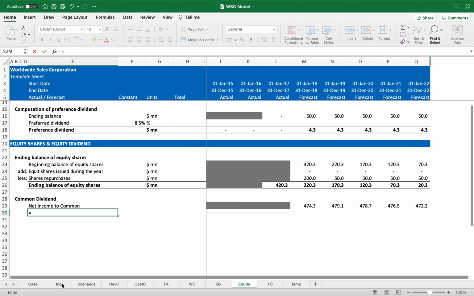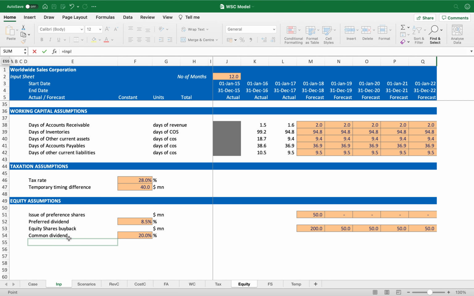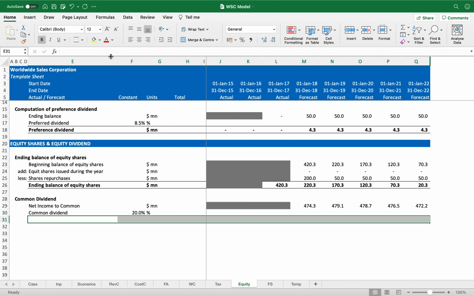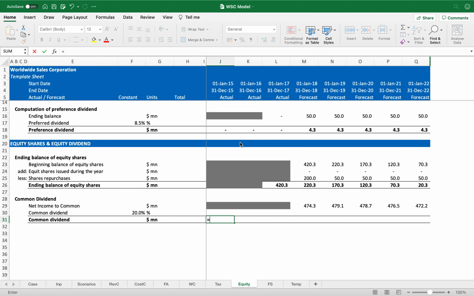Then what is the rate? 20%. And that's it. Common dividend in millions is simply your net income to common multiplied by 20%. Now, that's it regarding equity shares and equity dividend.